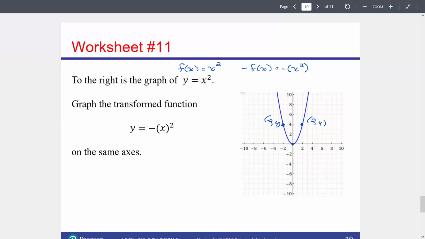So in this case, your y coordinates are the ones that should be changing. Because remember, f of x is just y, and basically I'm saying I'm multiplying y by a negative. So this point should transform down here to 2, negative 4. This point would go down here to negative 2, negative 4, and 0, 0 stays the same because you can't change 0 from positive to negative. It just stays where it is.